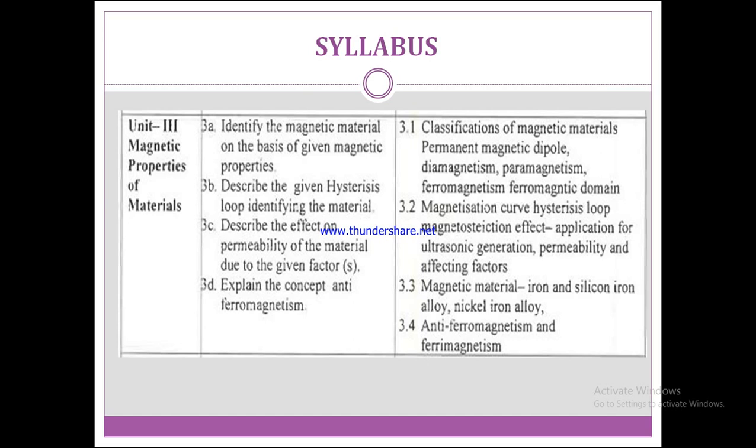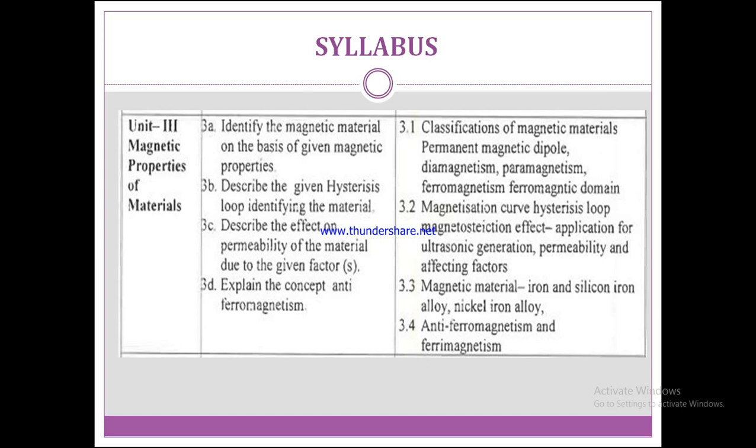Now, this unit is distributed in 5 main topics. Topic number 1 is the classification of magnetic materials, permanent magnetic dipole, diamagnetism concept, paramagnetism concept, ferromagnetism concept, and ferromagnetic domain.